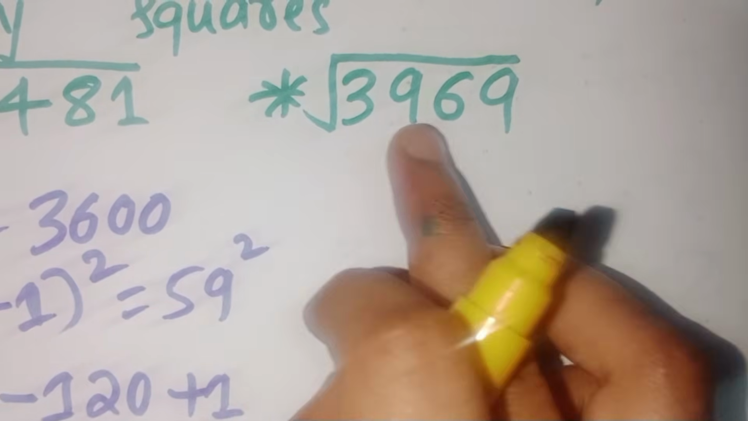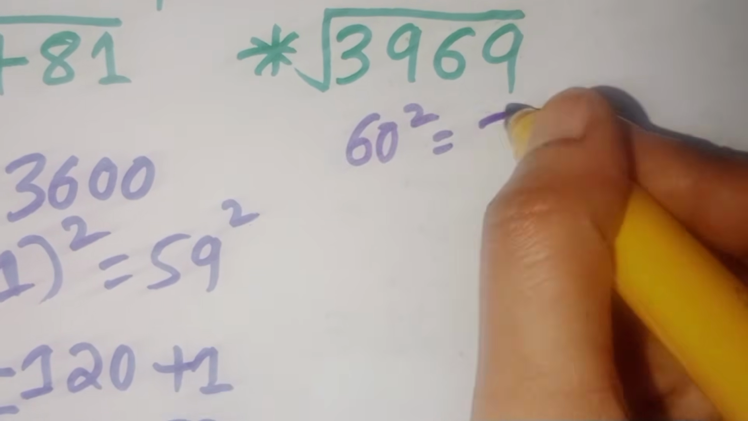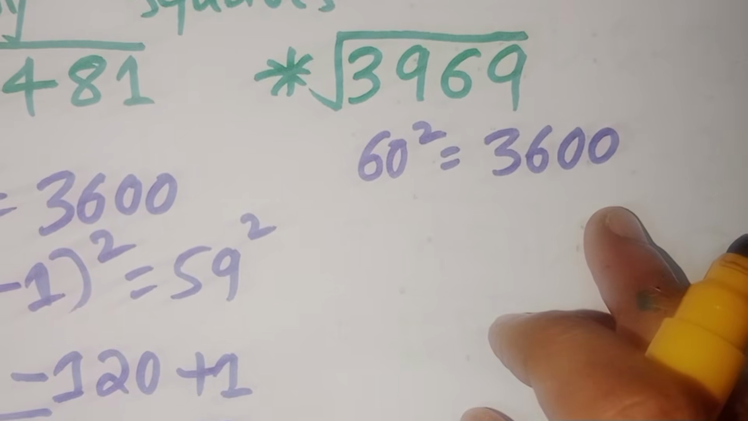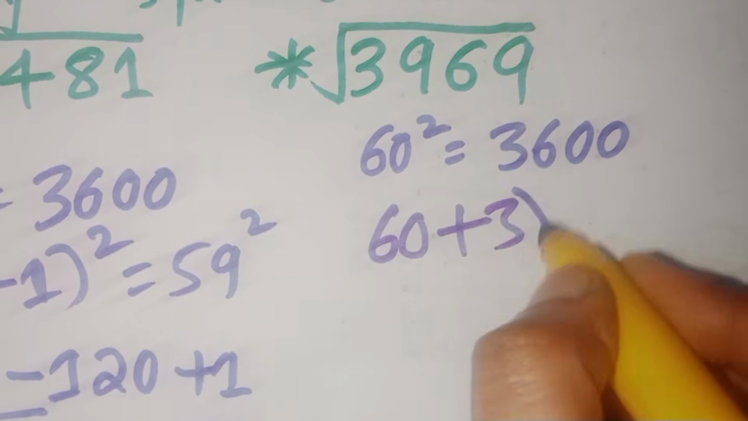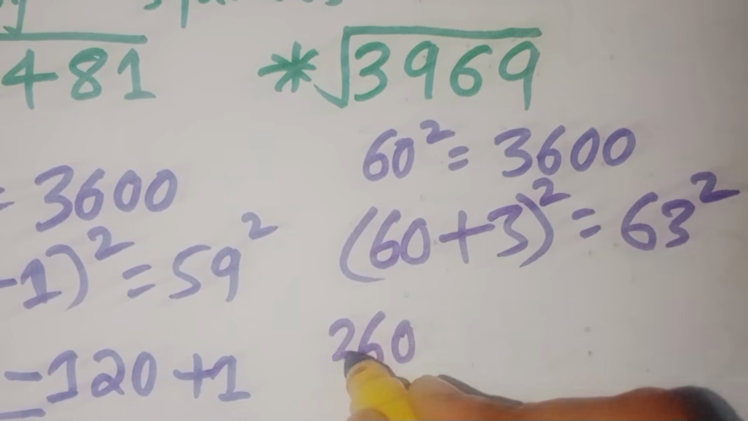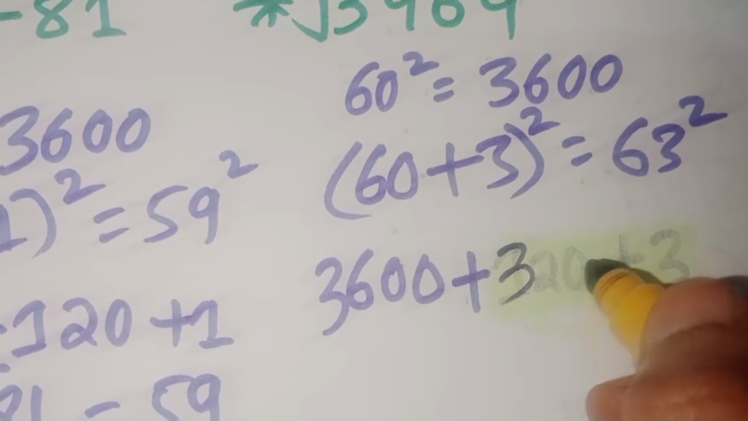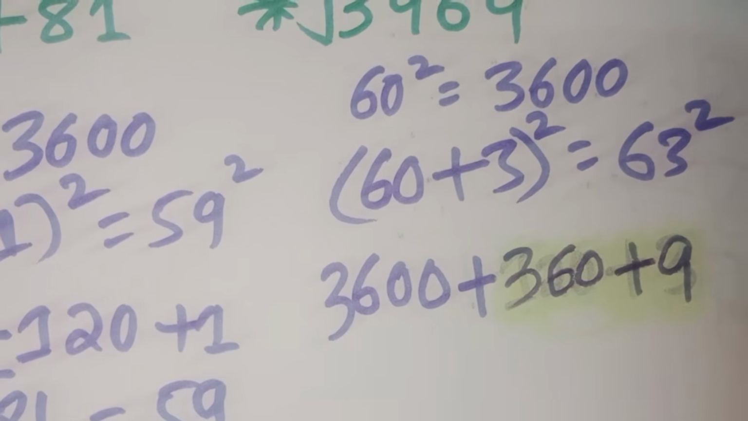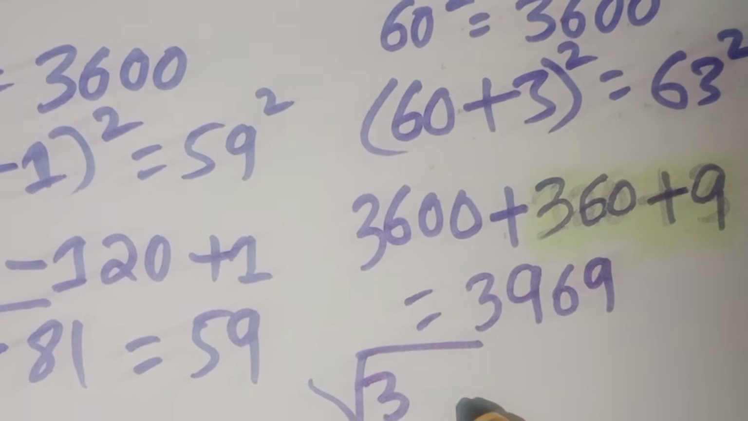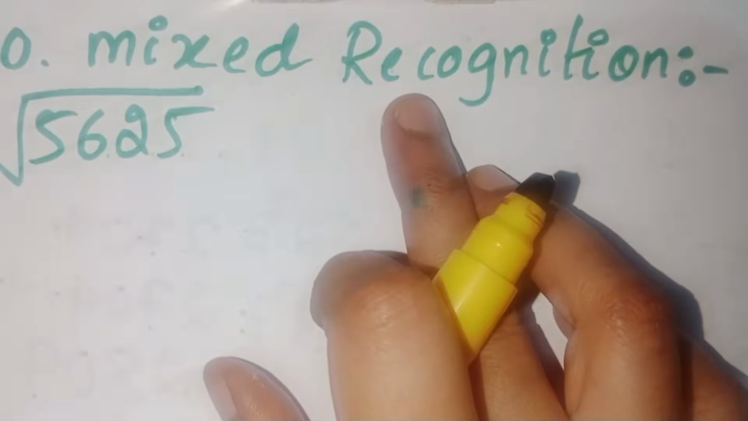Let's see another example. Square root of 3969. We know 60 square is 3600. 3969 is just above 3600. 60 plus 3 square, that is 63 square. 60 plus 3 square is 3600 plus 360 plus 9, that is 3969. Square root of 3969 is 63.